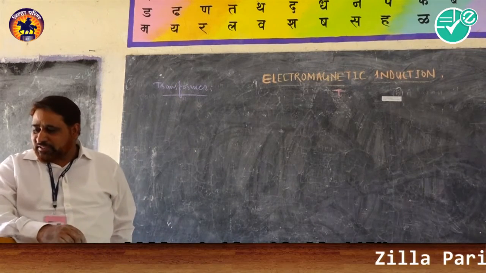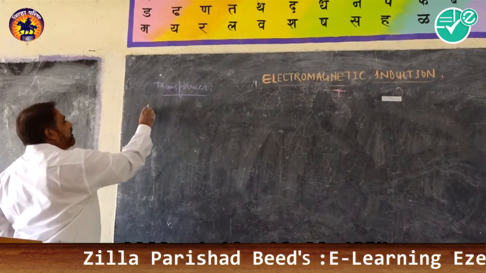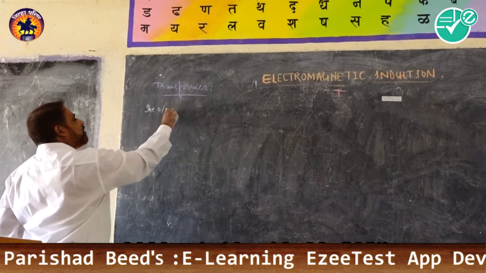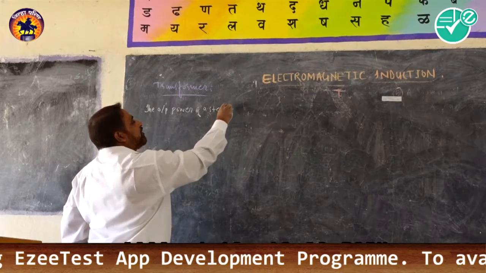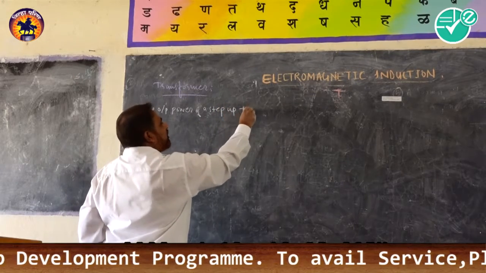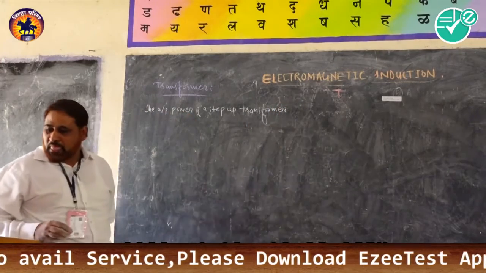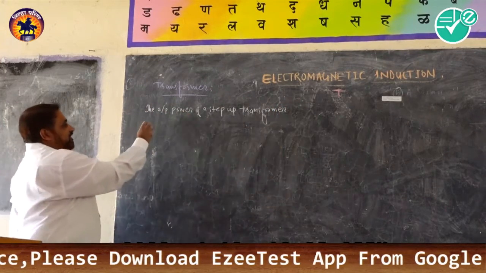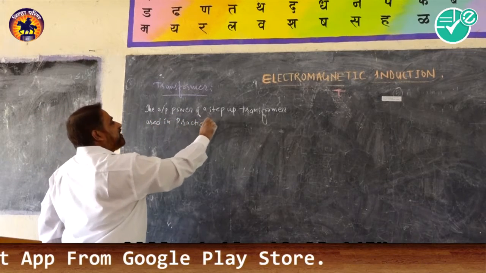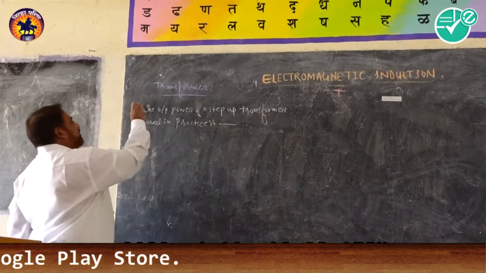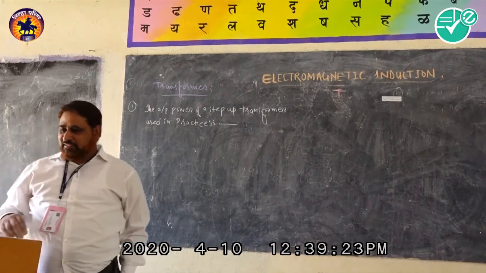The output power in a step-up transformer used in practice is dash. The first problem. So the four options are given here like this.